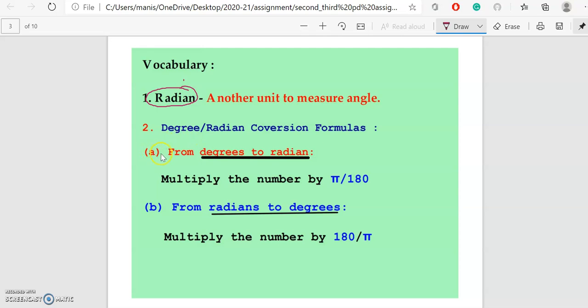These are the formulas for changing from degrees to radian and radians to degree. So if you have been given any number and you have to change from degrees to radian, you multiply the number by what? Pi over 180. Or you can also write it like this, pi over 180. But if you are changing from radians to degrees, then you have to multiply by what? 180 over pi. Go ahead and take the notes for all of these.